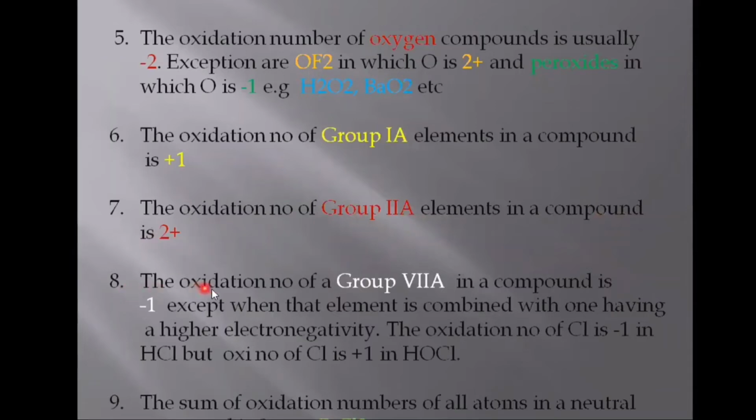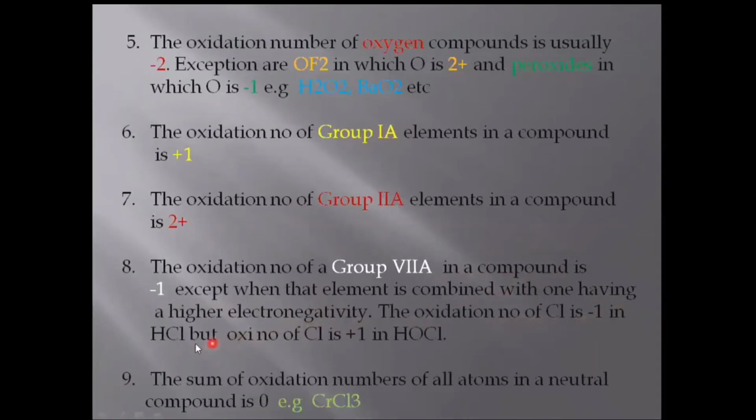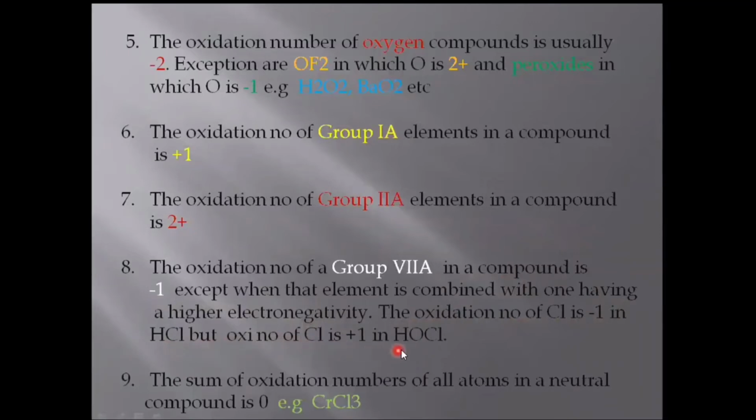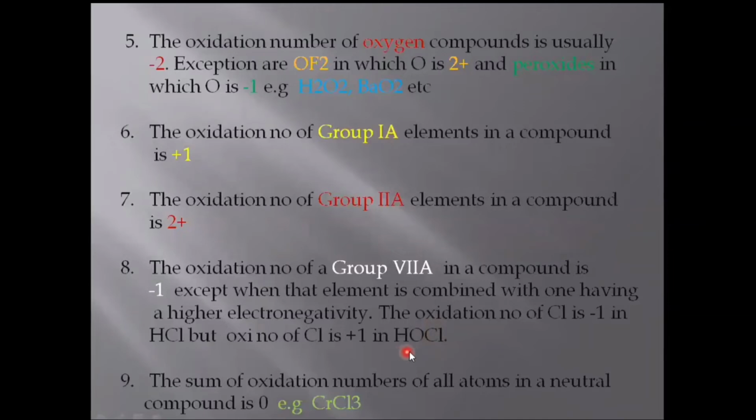The eighth rule is that the oxidation number of group 7A in a compound is -1. The group 7A means the halogen family, fluorine, chlorine, bromine. They have oxidation number of -1, except when the element is combined with one having a highly electronegative atom. The oxidation number of chlorine is -1 in HCl because here chlorine is more electronegative than hydrogen. But the oxidation number of chlorine is +1 in HOCl because here oxygen is more electronegative than chlorine, so chlorine has oxidation number of +1. Hydrogen has +1 and oxygen -2.